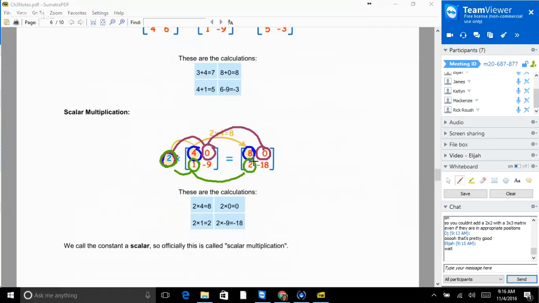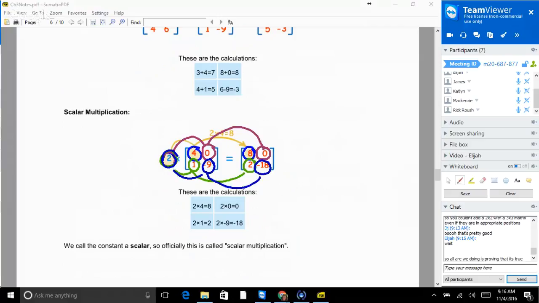Okay. And then we're going to go to my second row, second column, and I'm going to do 2 times -9, which gives me -18. Okay, so that's called scalar multiplication.